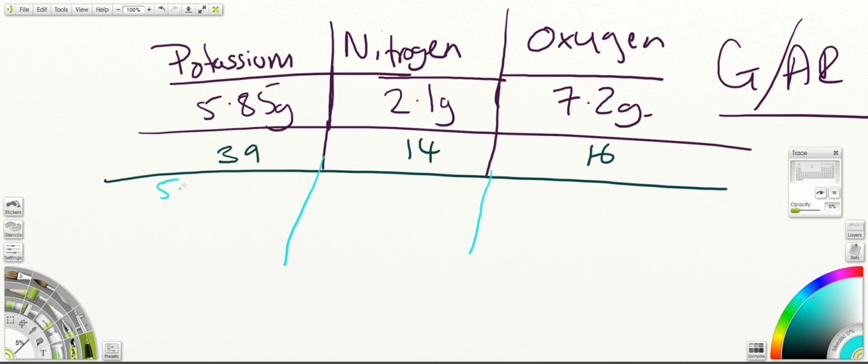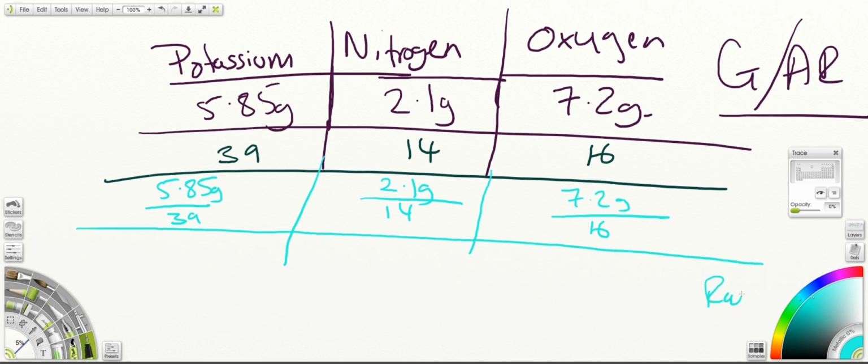So I'm going to do 5.85 divided by 39. I'm going to do 2.1 grams. Oh, put the grams in, guys, so you don't forget the Gaga method. Divided by 14, and 7.2 grams divided by 16. So let's get the answer to those questions. Now I'm on the ratio, and I'm going to think of the small man. And so 5.85 divided by 39, I've already done this on my calculator. It's going to be 0.15. These are my ratios, 0.15, and this one is 0.45.